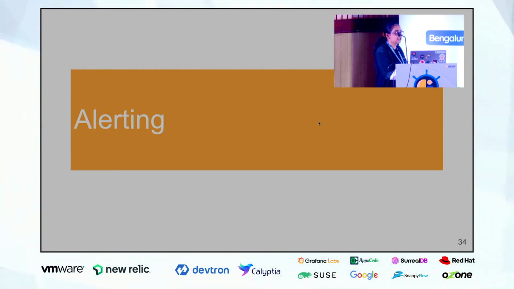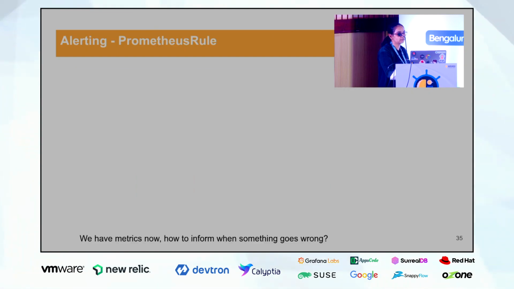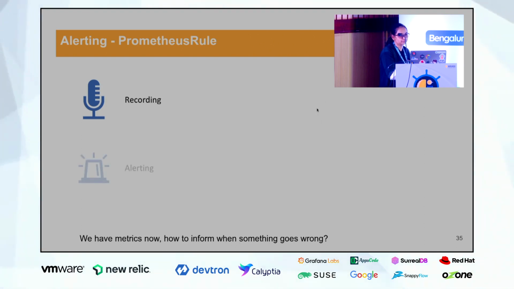So till now we talked about how monitoring works. Now let's move on to the alerting part. We have all these metrics now. How do we get informed when something goes wrong? There are two types of rules available in Prometheus: one is the recording rule and one is the alerting rule.